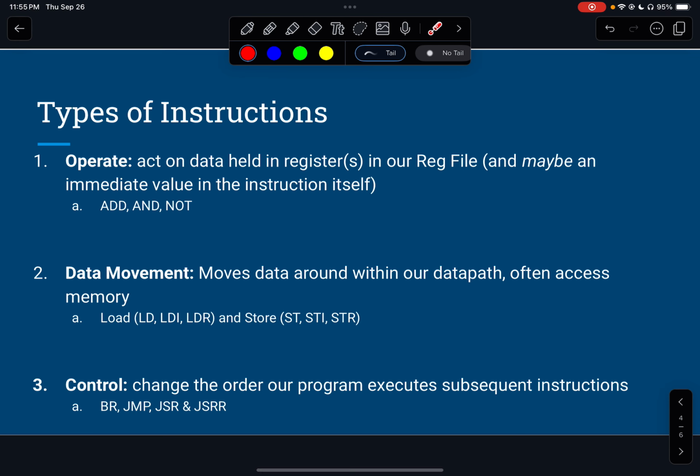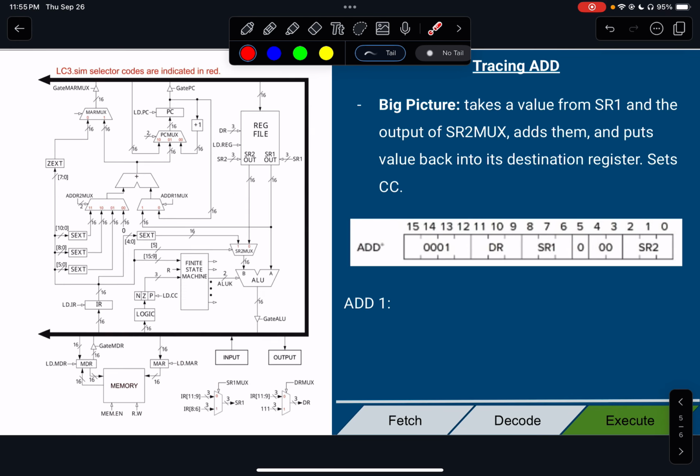So let's actually trace some of these instructions. First up is going to be add. So add, if we remember, is one of our operate instructions. And when I'm tracing an instruction, the first thing I like to do is look at the instruction and think big picture. Think, what does this do? So add, pretty straightforward one. I can think about what it does. It probably adds 2 things together.